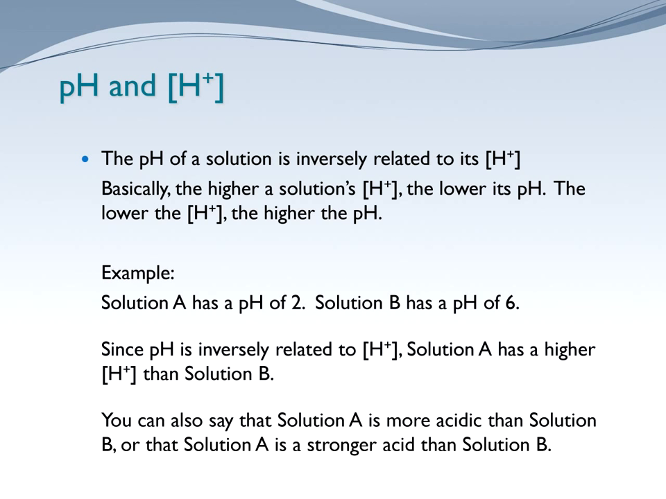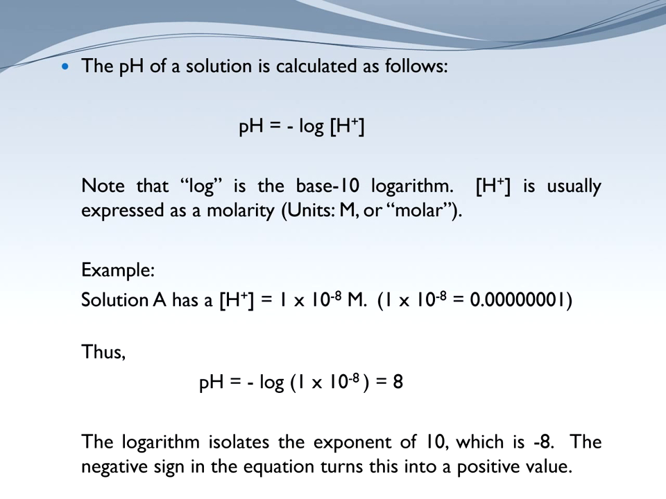You could also say that the solution with the pH of 2 is more acidic than the other solution with a pH of 6. If the hydrogen ion concentration of a solution is known, the pH can be calculated by taking the negative logarithm of this concentration. Notice that these hydrogen ion concentrations are usually expressed in units of molarity. Using this formula, a solution with a hydrogen ion concentration of 1 times 10 to the minus 8 molar would have a pH of 8.